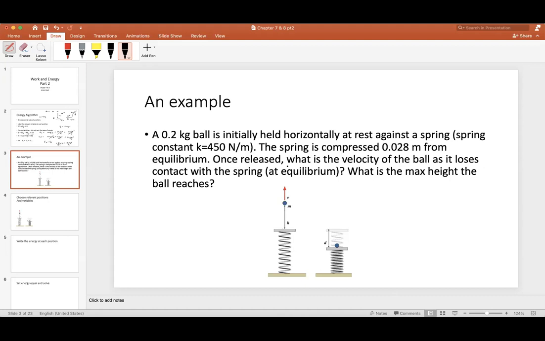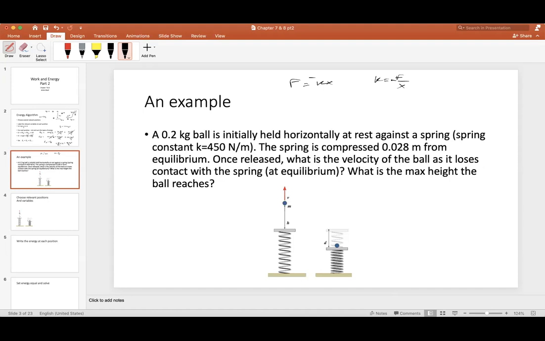We're given the spring constant K is 450 newtons per meter. Spring constants are always newtons per meter. The reason being that force is Kx with a negative sign, and therefore K is F over X, right? With a negative, but whatever. The units are going to be newtons per meter. And we're told how much the spring is compressed by.